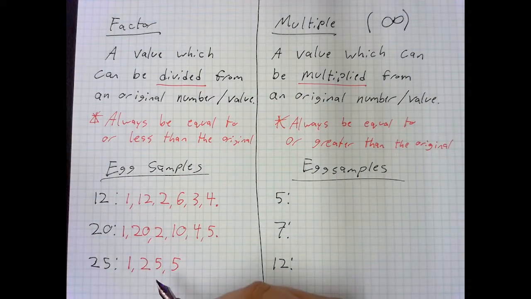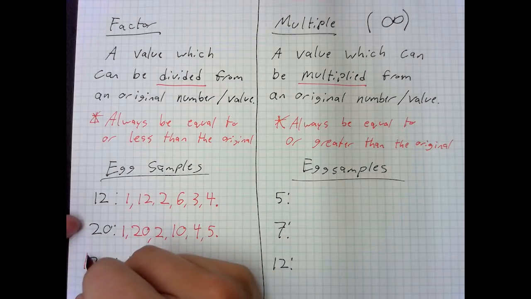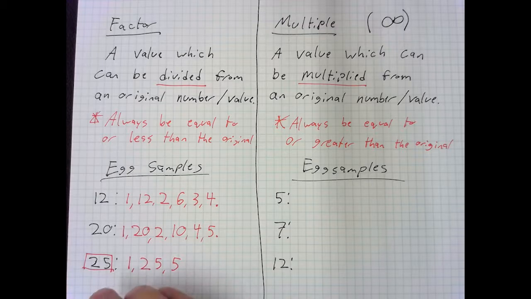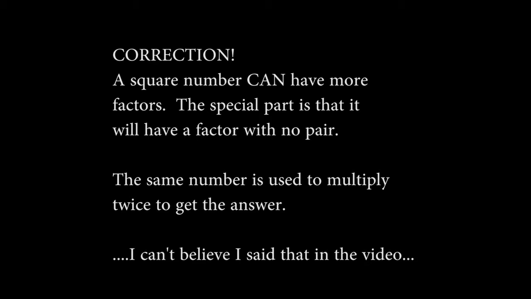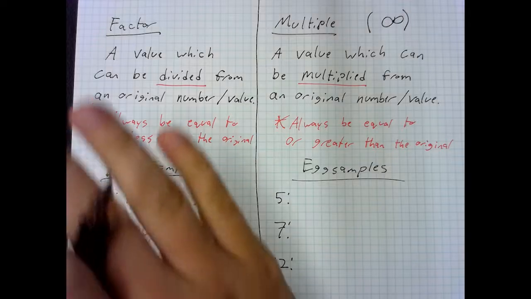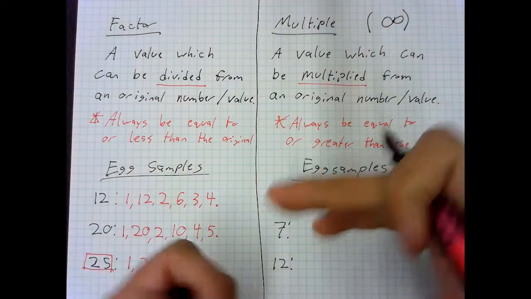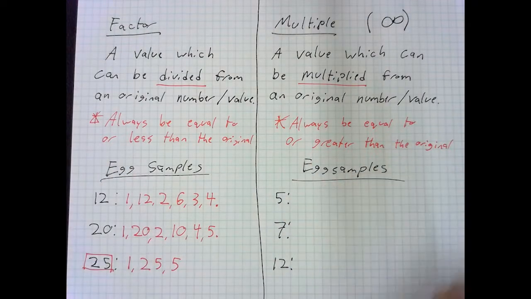This is a special kind of number. This number would be called a square number. And that just means that it has 3 factors and only 3 factors. 1 itself, and then one other number. In this case, it would be 5. But we'll talk about square numbers another time. For now, multiples.